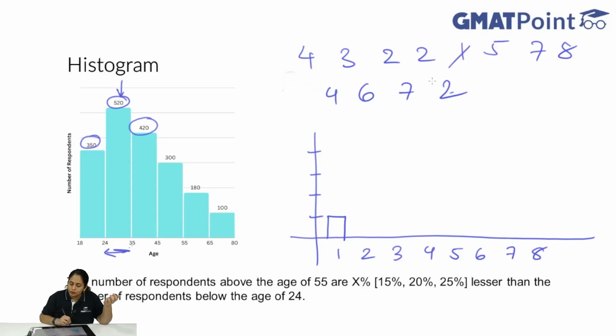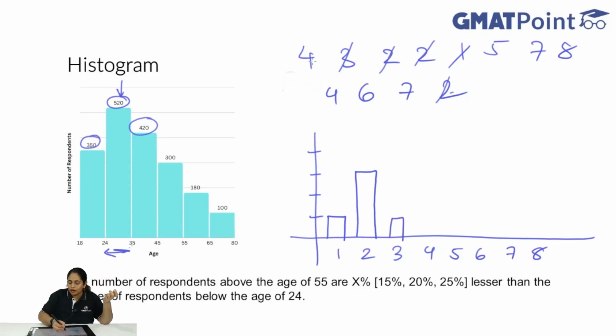How many times does 2 occur? It occurs 1, 2, 3 times. So my height of the histogram over here would be 3. So this is how many times 2 occurs. How many times does 3 occur? 3 comes only once. So again I have to draw a histogram like this.